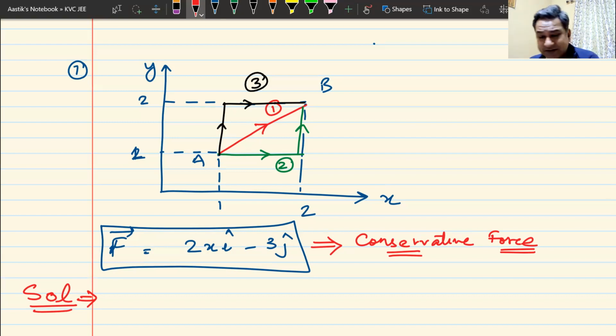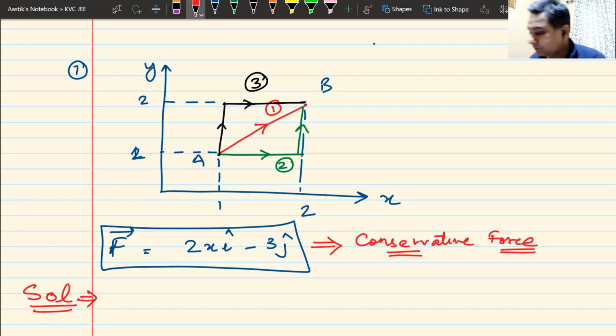Now, once this force is conservative, one of the options already goes away. Work done in all the paths is different, that option goes away because now I have one right answer, that work done in all the paths is same. So now I don't have to find out work done in first path, work done in second path, work done in some third path. I just need to find out one work. And that one work will be same for all.